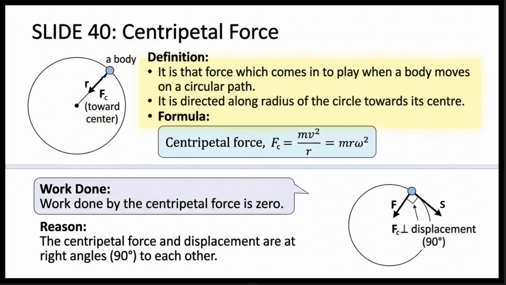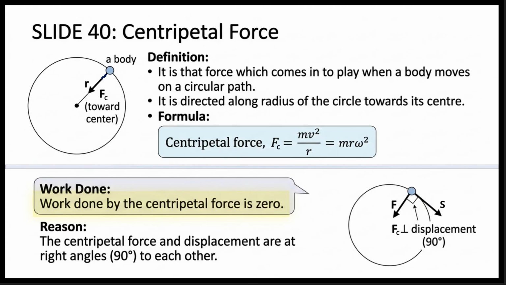Formally, we define it as the force that must act on any body to maintain a circular path. This force is strictly directed along the radius toward the center of the circle. We calculate its magnitude using the formula. Centripetal force equals mv squared over r, which is also equivalent to mr omega squared. An essential property to remember is the work done by this force. The total work done by the centripetal force is always exactly zero.